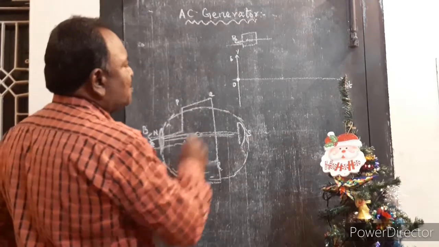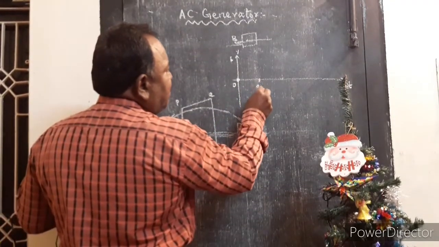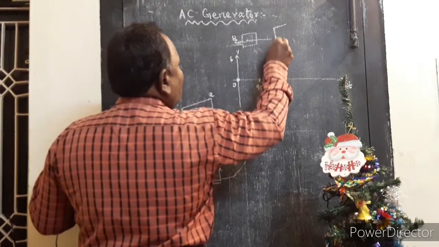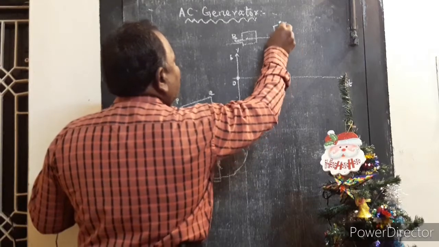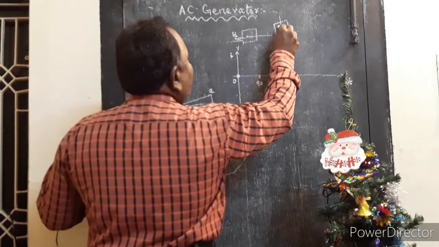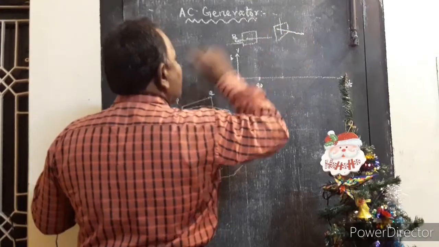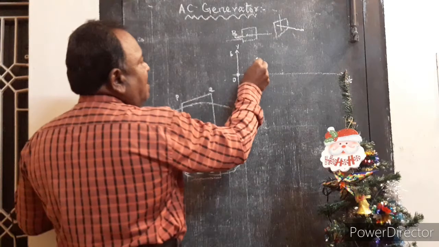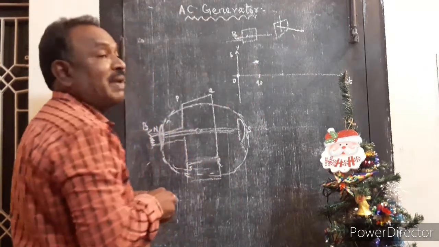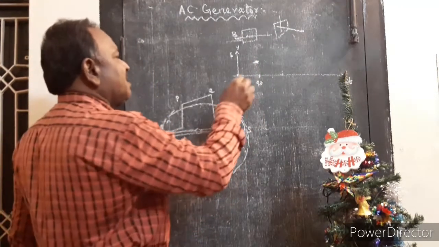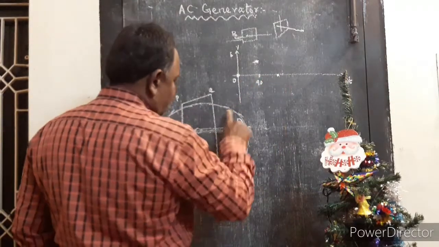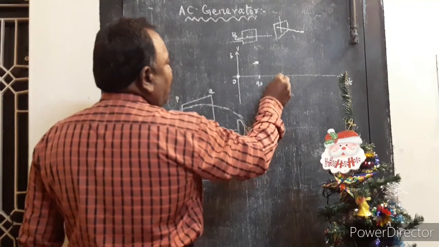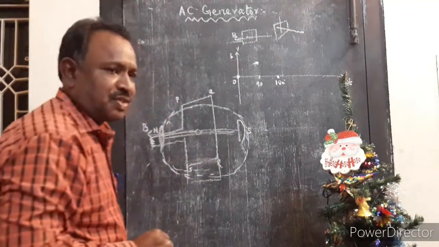When this field magnet is rotated through 90 degree, pi by 2, then what will happen? This coil and the magnetic field become perpendicular to each other. When they become perpendicular to each other, at that time the induced EMF becomes maximum. Again, when the coil is rotated through another 90 degree, totally it is rotated through 180 degree. At that time the induced EMF becomes 0.